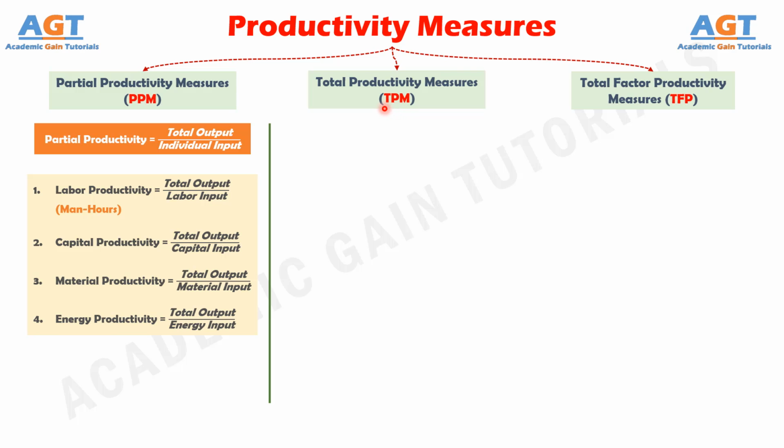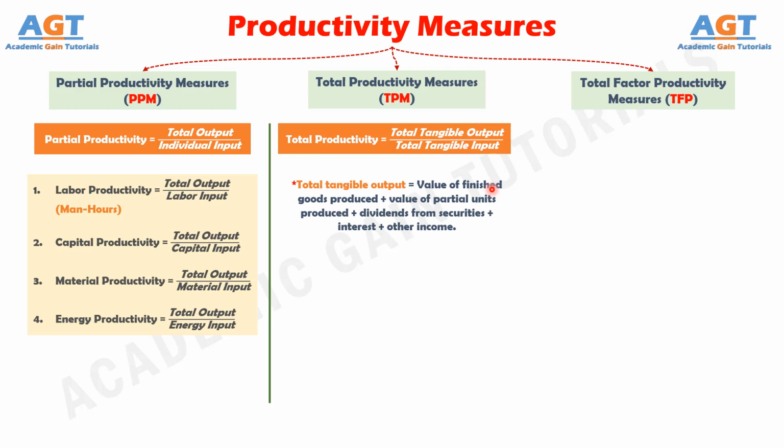This model can be applied to any manufacturing organization or service company. The total productivity is obtained by dividing the total tangible output by the total tangible input. Here, the total tangible output is obtained by adding the value of finished goods produced, the value of partial units produced, the dividends from securities, interest and other income. The total tangible input equals the value of human, plus material, plus capital, energy, and other inputs used.